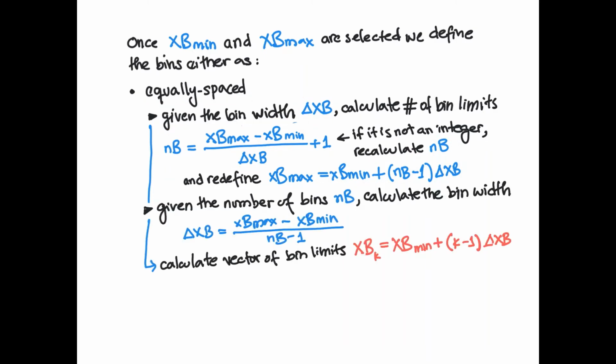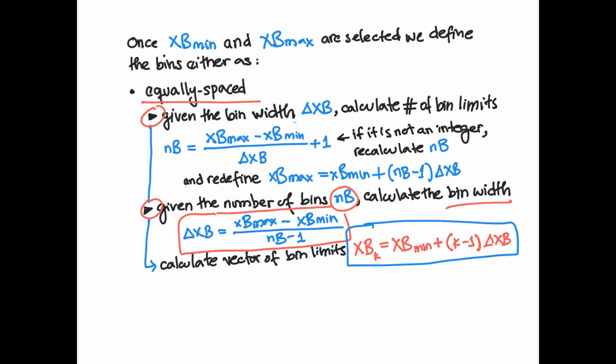Another possibility, if we go for equally spaced bins, will be to give the number of bins, in which case we're going to calculate the size of the bins, the bin width, and that will be a fractional value, and it's fine. And then we're going to proceed in either case, whether given this or given this, to calculate the bin limits following this algorithm.